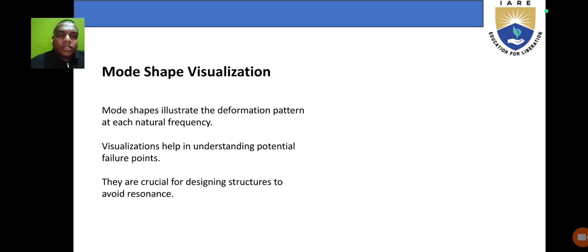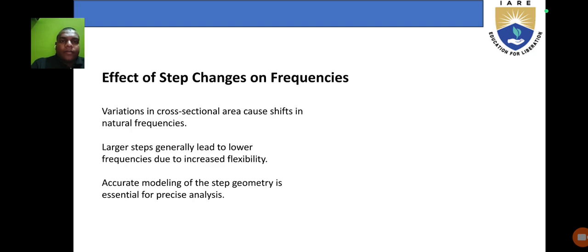Mode shape visualization. Mode shape visualization illustrates the deformation pattern at each natural frequency. Visualizations help in understanding potential failure points. They are crucial for designing structures to avoid resonance.